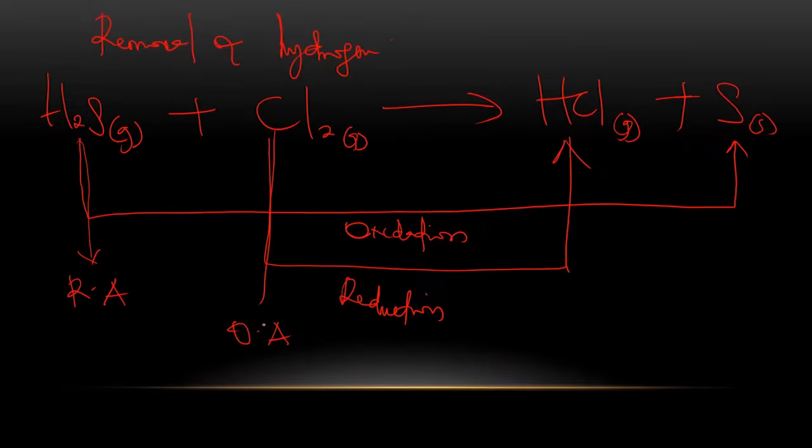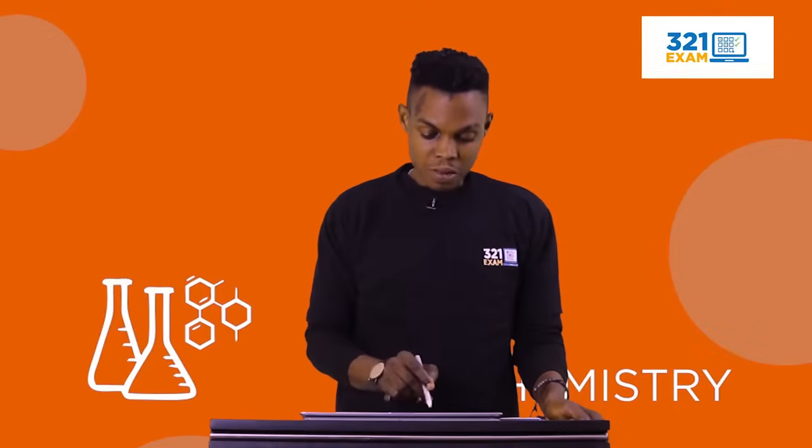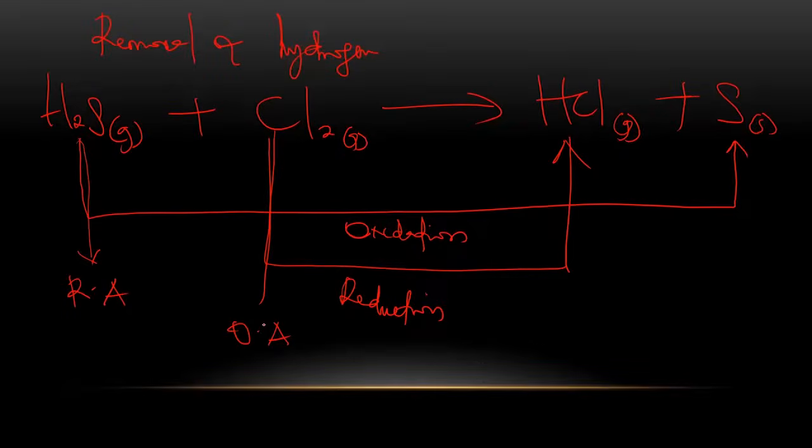Very simple. Hydrogen was removed to give me sulfur in the free state. Hydrogen was added to chlorine to give me hydrogen chloride. What? Gas. Hope you're not confused. Good.